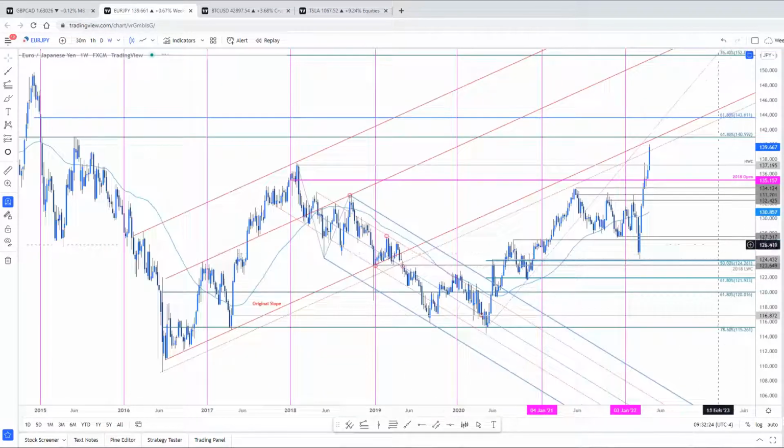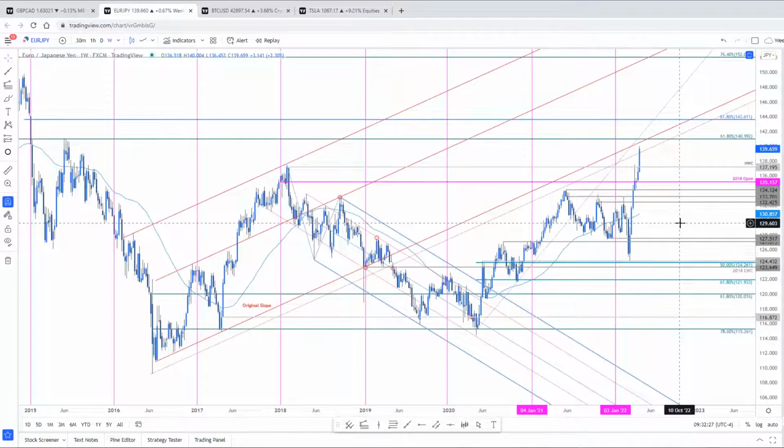My point being, all the yen crosses are extended. All the yen crosses are coming into extremes as far as trend is concerned. Don't fall in love with it. Don't fall in love with any of them.